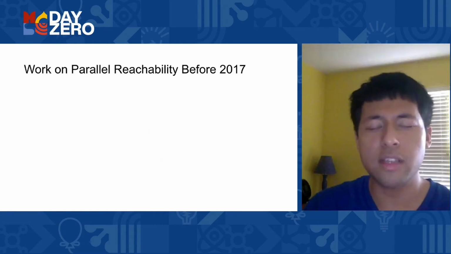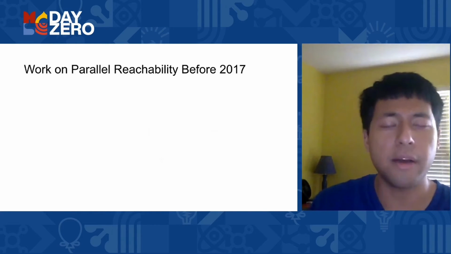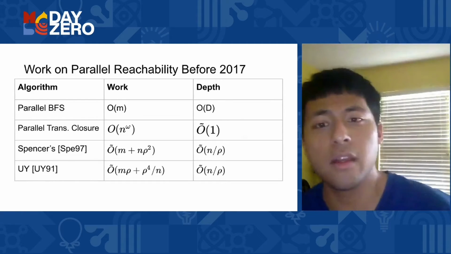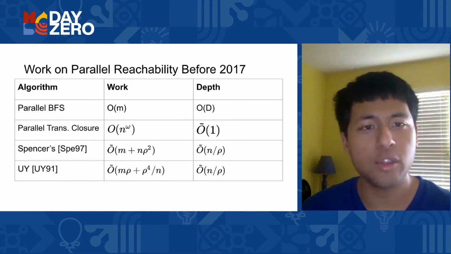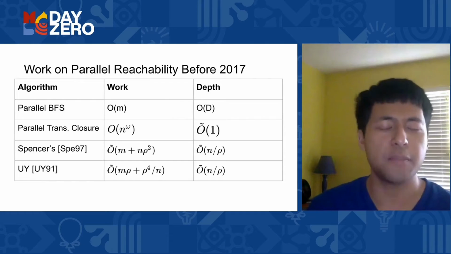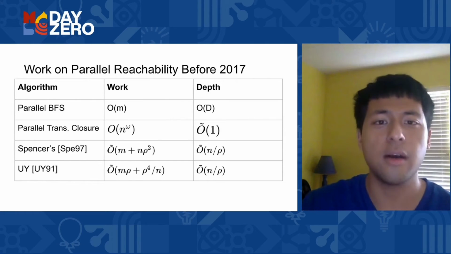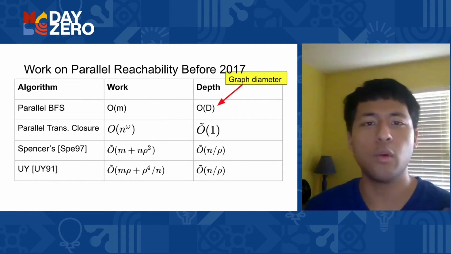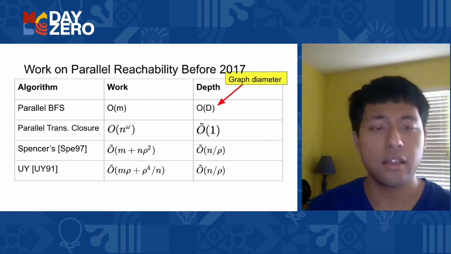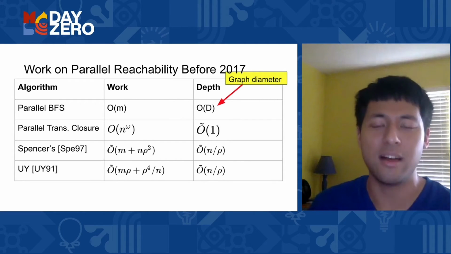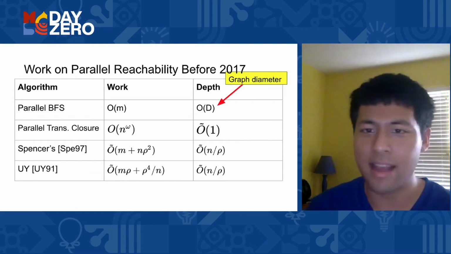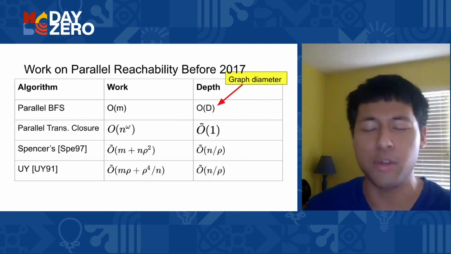So before 2017, here's basically what was known about this problem. The first algorithm, the most obvious algorithm for parallel reachability, is this parallel BFS algorithm. So the work of this algorithm is linear. Here, work refers to the total amount of computation done over all the parallel processors.